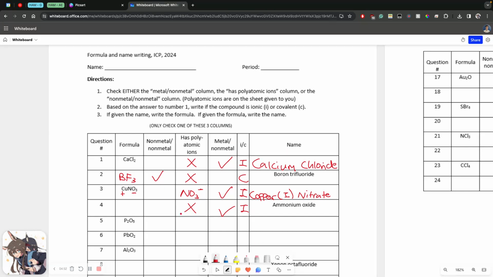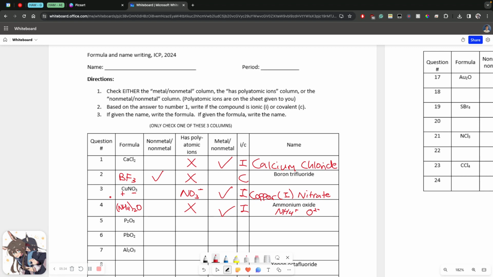All right, so let's get to the formula. Ammonium is NH4+. Oxide is O2-. Based on this, we know that there have to be 2 ammoniums for 1 oxide, because ammonium only has a 1+ charge, while the oxide has a 2- charge. With this information, we can determine our formula to be (NH4)2O. And that would be the formula for ammonium oxide.